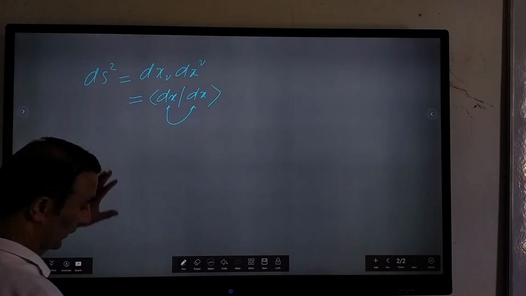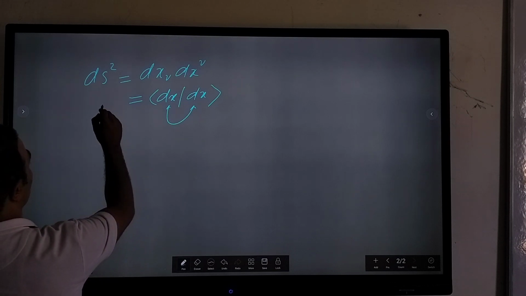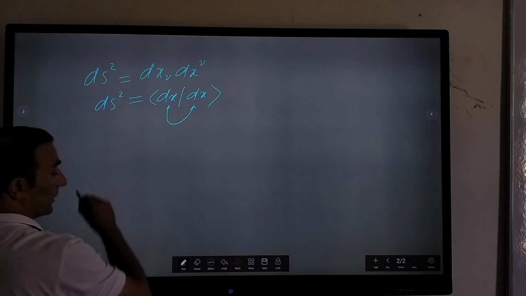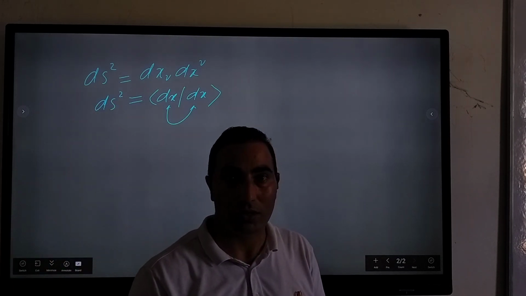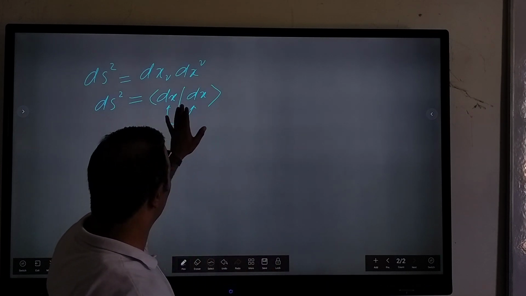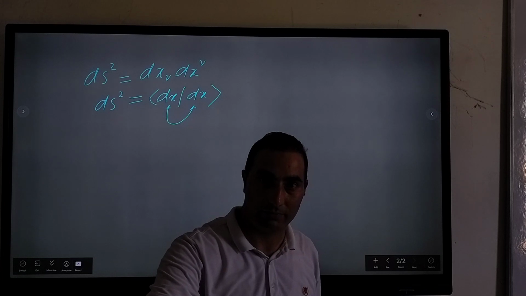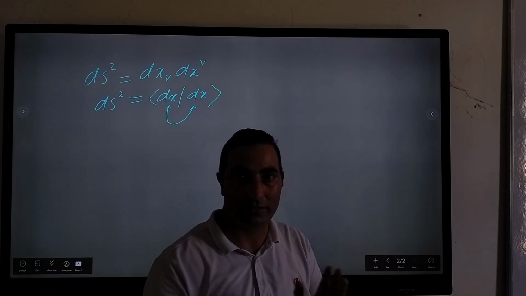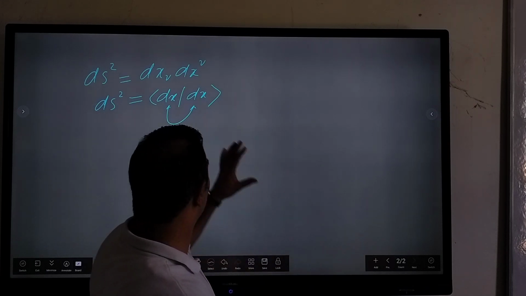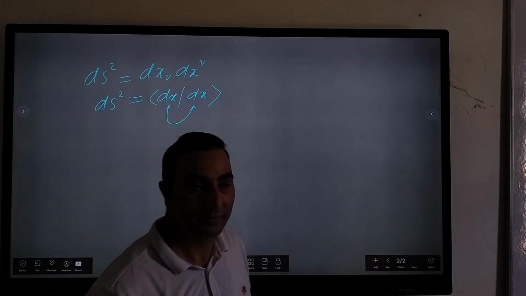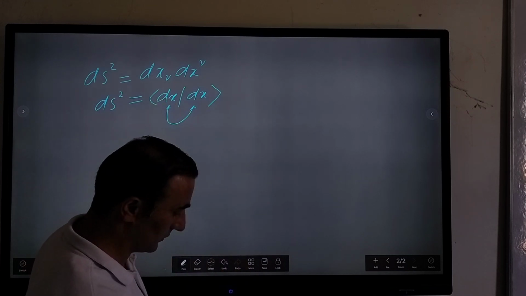Okay, so we can rewrite this as, so that means ds square, the square of the length element, is basically the product of two length elements. So one length element is the dual of another one, right? Or you can say that you are taking the complex conjugate of it, right? So that's how ds square equal to this, right?